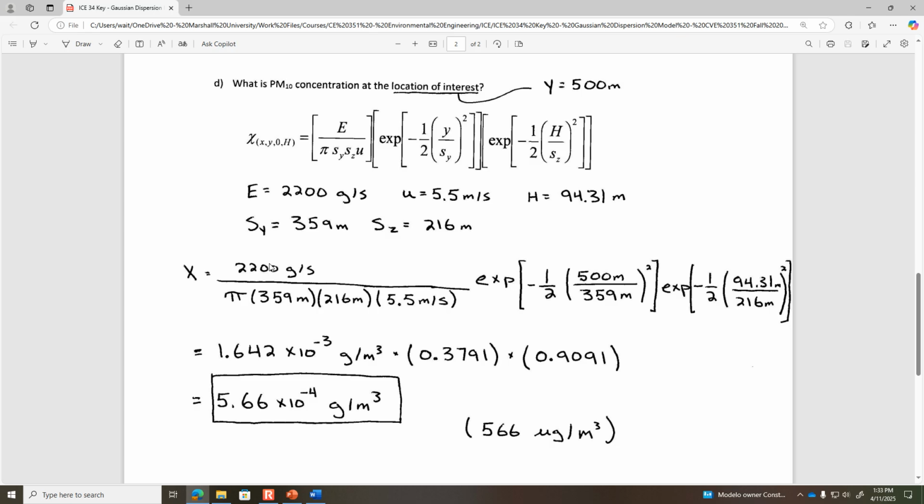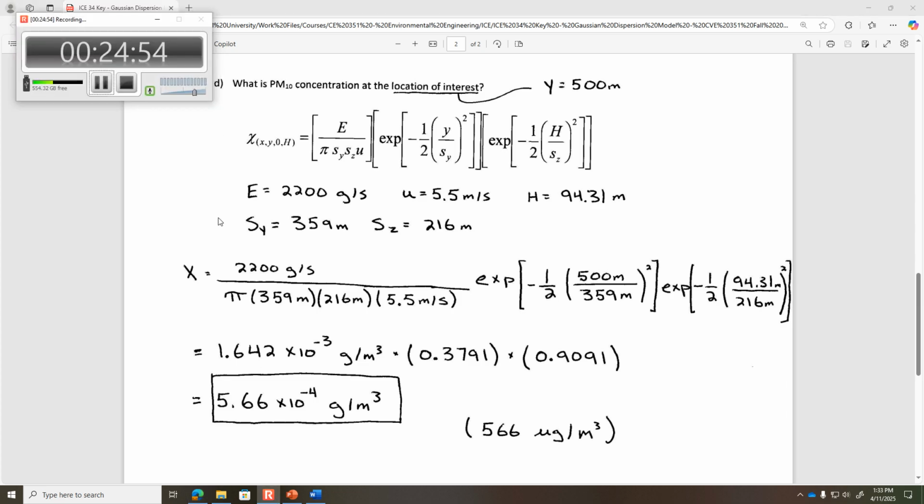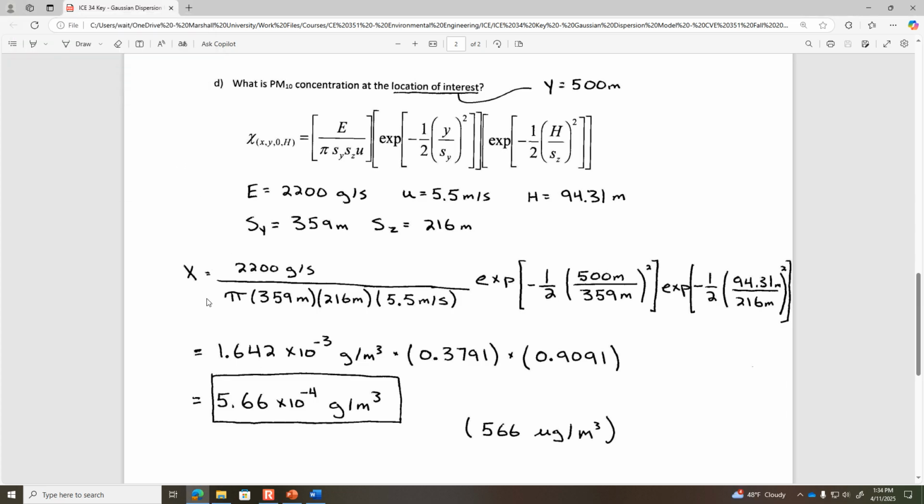I'll give you a moment to copy this down or to finish your calculations, but what we should see is about 566 micrograms per cubic meter. So this first term tells you the concentration at the center line of the plume. And then these two exponential functions account for how much dispersion has occurred and what your location is, both vertically and horizontally.